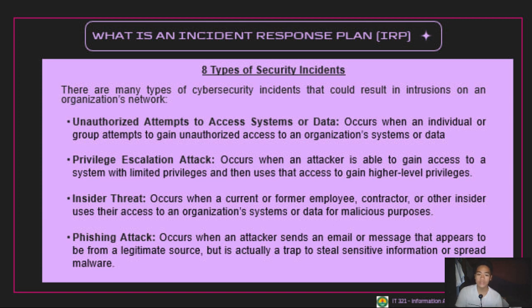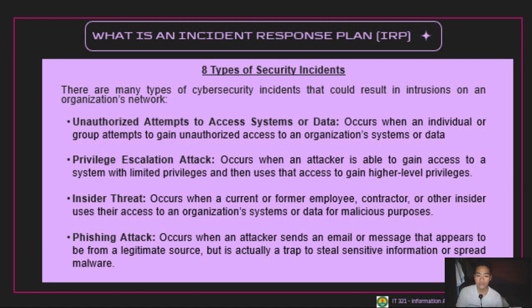8 types of security incidents. There are many types of security incidents that could result in incursions into an organization's network. First is unauthorized attempts to access systems or data. Occurs when an individual or group attempts to gain unauthorized access to an organization's systems or data. Second, privilege escalation attack. Occurs when an attacker is able to gain access to a system with limited privileges and then uses that access to gain higher privileges.